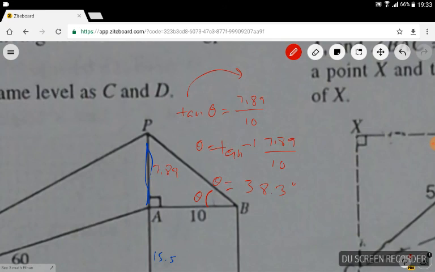Okay, right? So now we can try the next one. Question number 3. I need to use different colors because there are too many lines and you can't see which is which, right?